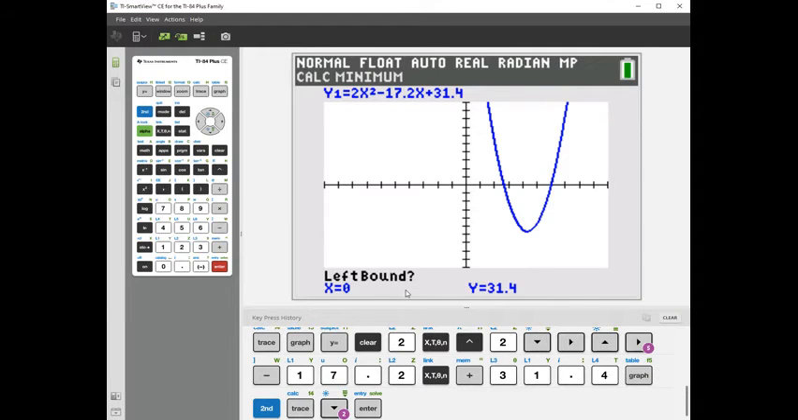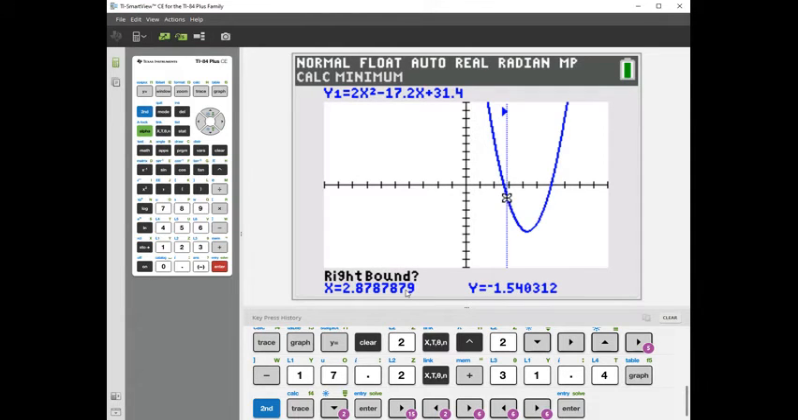So we want to move the spider, the little thing that you'll see right here, the spider key, so that it's somewhere to the left of that minimum value. And you can choose anywhere to the left you want to. I'm just going to go right here and hit enter. Now it says right bound, so I'm going to go to the right of my low point, over here, click enter. Then it says guess, so I'm going to hit enter one more time. And there's my minimum value. Right there at 4.3 is the x, negative 5.58 is the y.